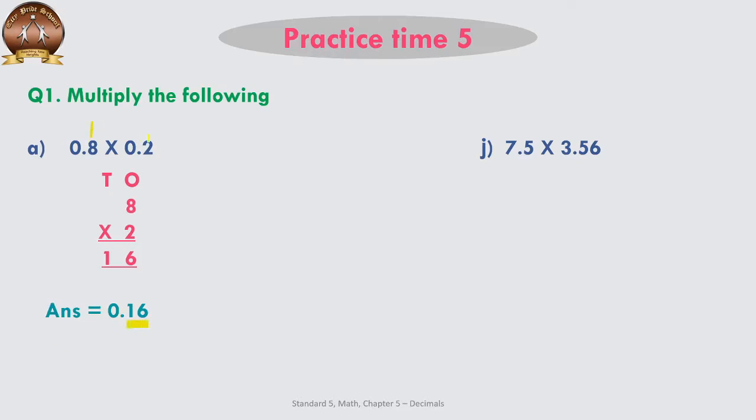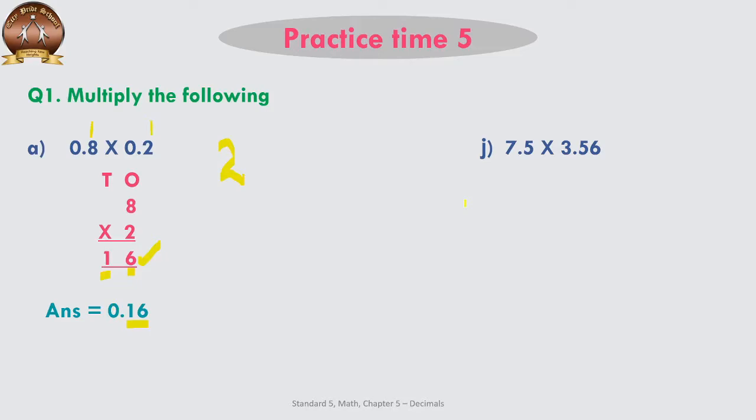One decimal place here and one decimal place here. So in total we have two decimal places. The answer was 16. From the right hand side, we leave one place, two places, and we put a point. To represent that point, we add a 0 as the whole number.